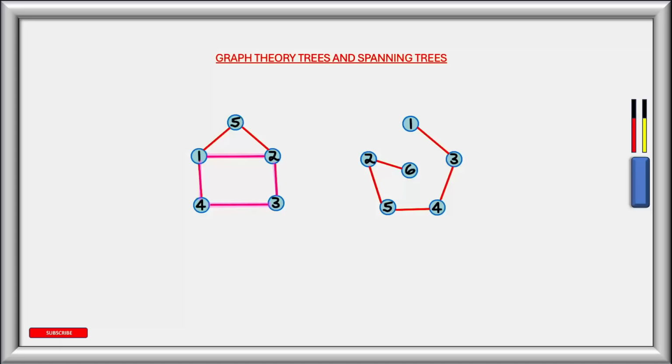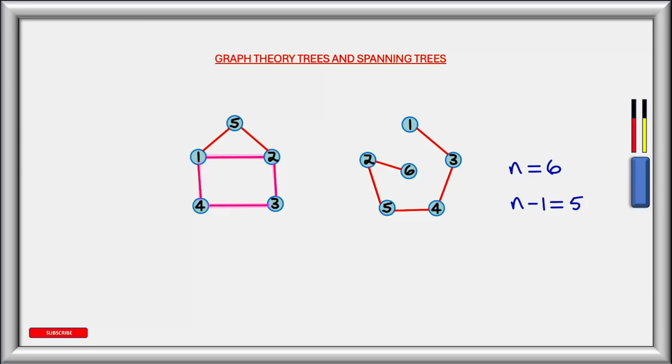If we look at the graph on the right, it has no cycles. It's also connected. It has 6 vertices, so therefore n is equal to 6. And so for it to be a tree, it has to have n minus 1 edges. So n minus 1, where n is equal to 6, is equal to 5. So it has 1, 2, 3, 4, 5 edges. So this graph is a tree.